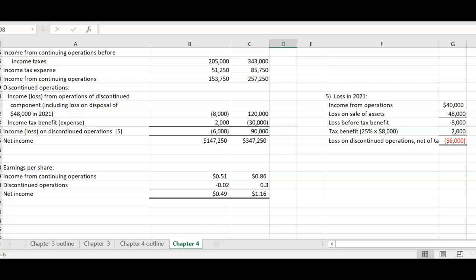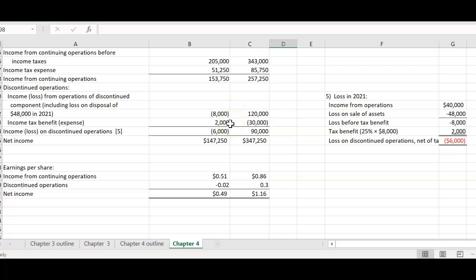The reason we don't have any loss or estimated loss in 2020 is because the component was not decided for sale until 2021. Now in 2021, our income from operations given to us in the problem was $40,000, and the loss on the sale of the assets were $48,000. So our overall loss is $8,000, a deficit of $8,000.